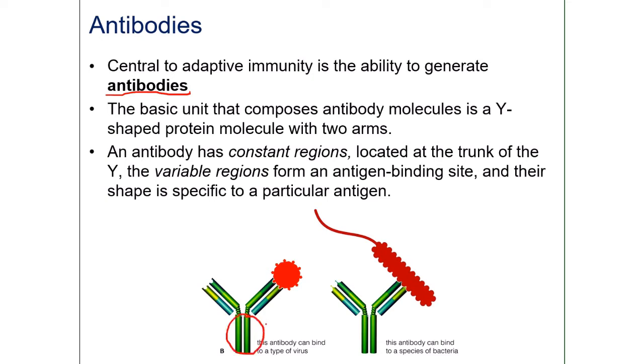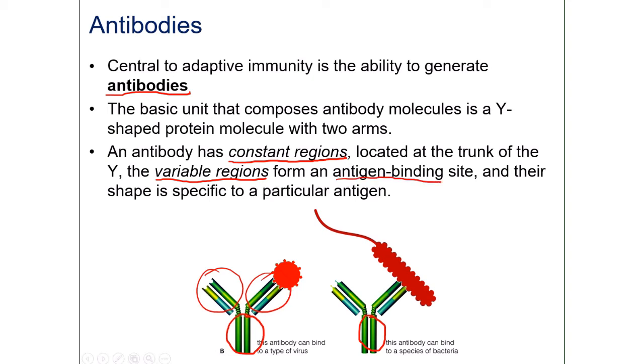The trunk of the antibodies, we call that the constant region, okay? They are pretty much the same for all antibodies. You can think of that as like the handle of a screwdriver. And then you have the arms. The arms are what we call the variable regions, okay? And that would be like the tip of the screwdriver. And each antibody will have a different variable region designed to bind to a specific antigen.